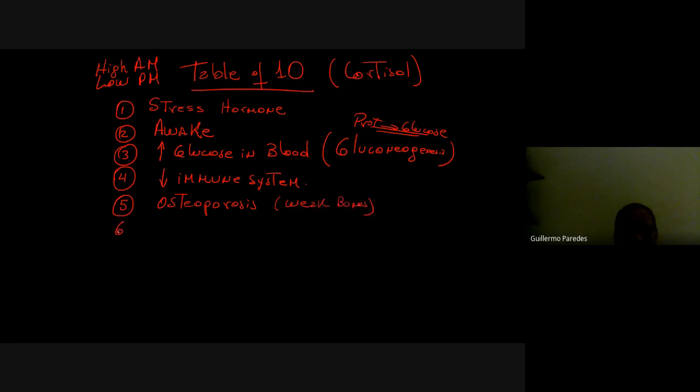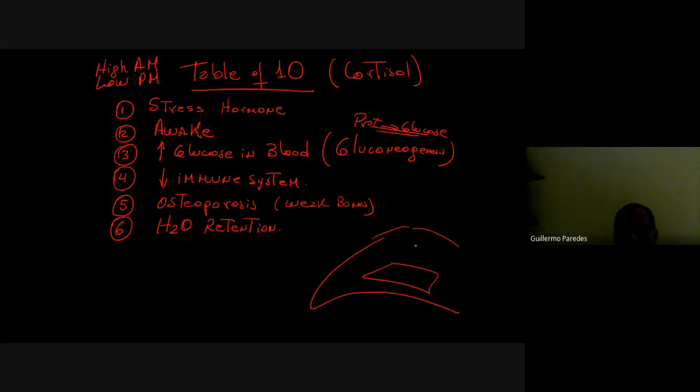Number 6, water retention. Now, if you see here in the adrenal gland, I told you that we have here the cortex, and the cortex is going to produce cortisol, aldosterone, and sex hormones, right?